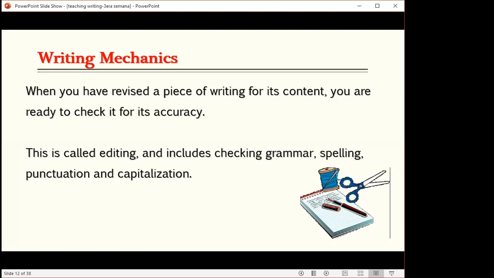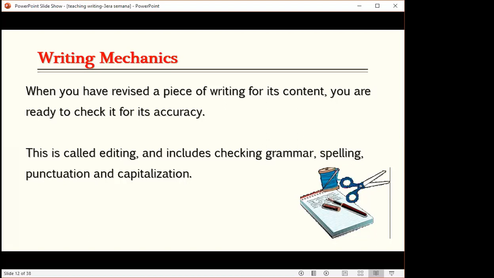We are going to revise or check up the mistakes, no? And when we talk about the mistakes, it means that we are going to check up the grammar mistakes, or spelling mistakes, or punctuation mistakes, and also the capitalization mistakes. Notice we are going to do this part. We are going to analyze these aspects in the editing stage, right? Editing stage.